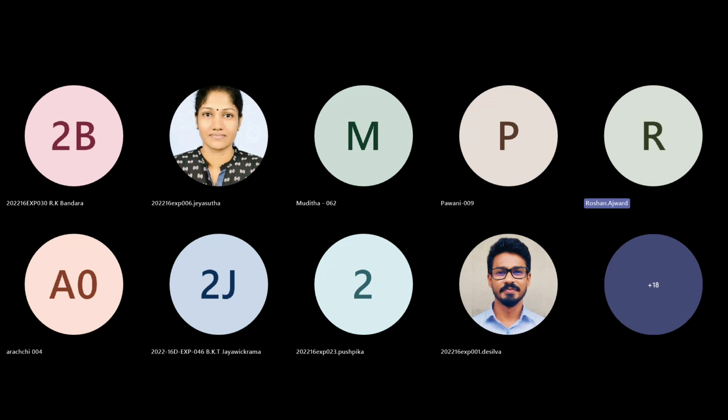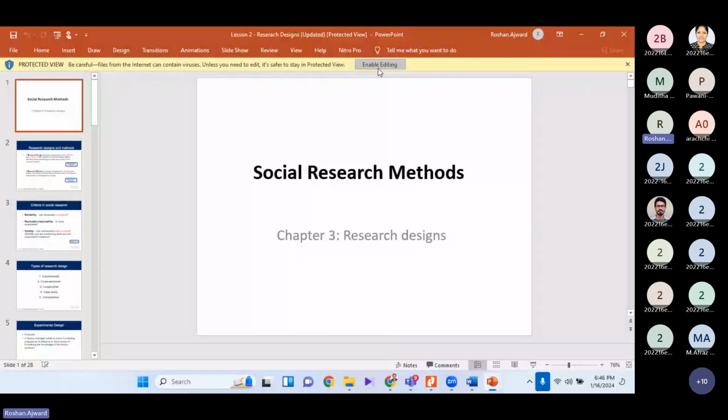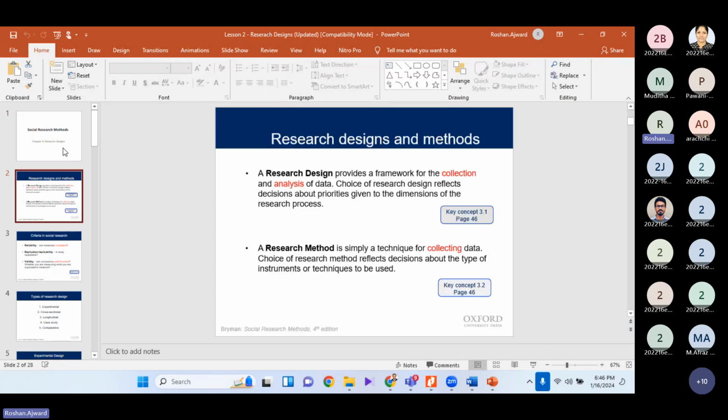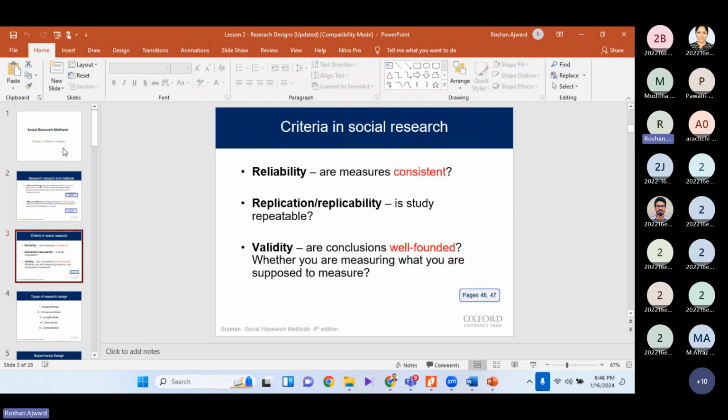Right. So now let me share the screen with you. Can you see my screen? Yes, sir. Okay. So these were the questions that I was asking. Research design is a framework of the collection and analysis of data. It's a comprehensive framework, but a research method is discussing only collection of data. Then these are the criteria in social research that distinguish between bad and good research. Reliability is about consistency. Replicability is about repeatability. Validity means are the conclusions well-founded? Hypothesis and the related conclusions are well-founded. Or it can also be told whether you are measuring what you are supposed to measure.